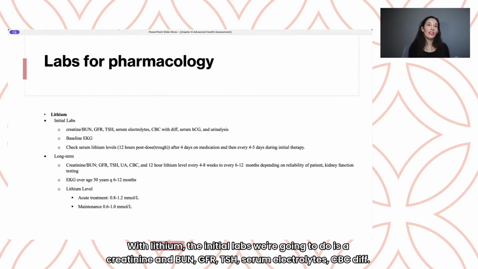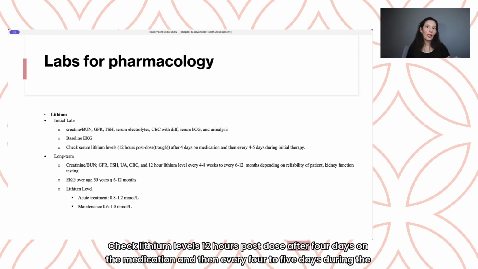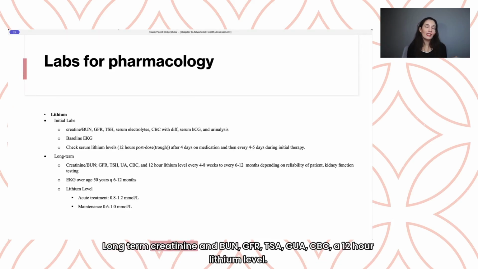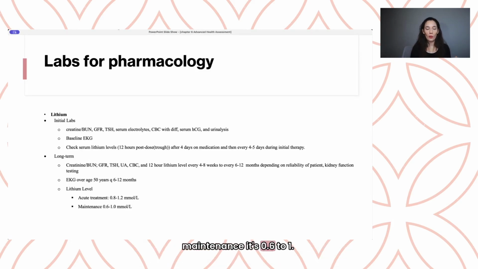Sorry about that. With lithium, the initial labs we're going to do are creatinine and BUN, GFR, TSH, serum electrolytes, CBC with differential. Want to make sure if they're pregnant or not, a urinalysis, and a baseline EKG. Check lithium levels 12 hours post-dose after 4 days on the medication, and then every 4 to 5 days during the initial therapy. Long-term, creatinine and BUN, GFR, TSH, UA, CBC, a 12-hour lithium level, and EKG if they're over 50, every 6 to 12 months, and then a lithium level. For acute treatment, it's 0.8 to 1.2, and for maintenance, it's 0.6 to 1.